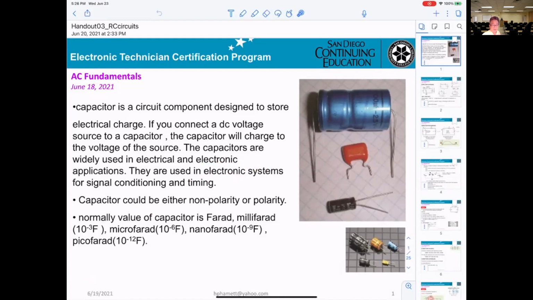Okay, a capacitor could be either non-polarized or polarized. This shows some pictures of capacitors, so when you're working, you can recognize the capacitor. There are different types. Normally the value of the capacitor is in farads, and you can also get millifarad 10 to the minus 3, microfarad 10 to the minus 6, nano 10 to the minus 9, and pico 10 to the minus 12.